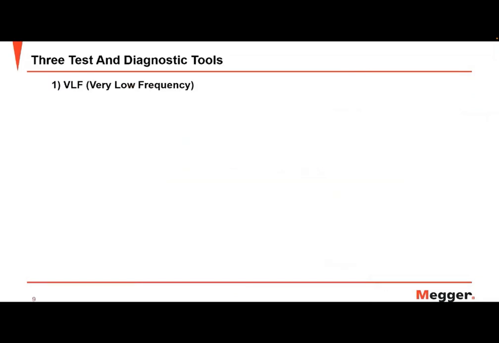So the question is, what can we do to stop these defects, or determine that there are defects and then take corrective action so that we don't get those failures, right? So here we have a list of three test and diagnostic tools that can be used to do exactly that.